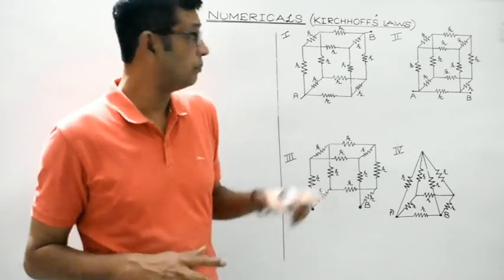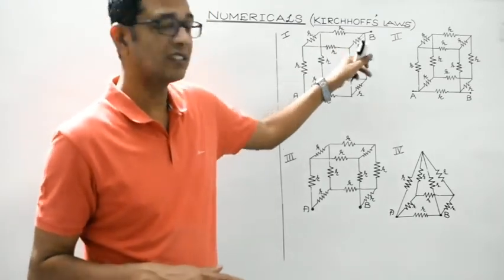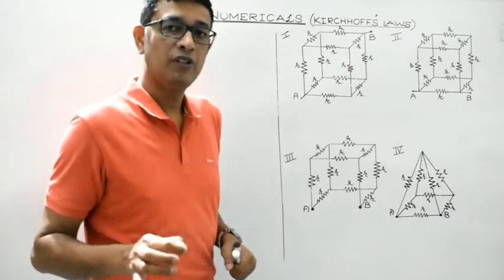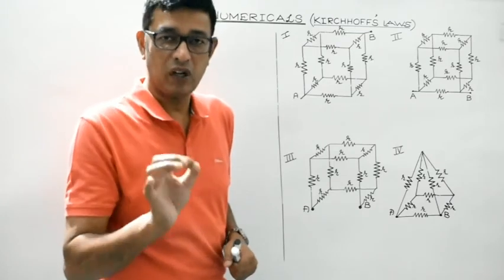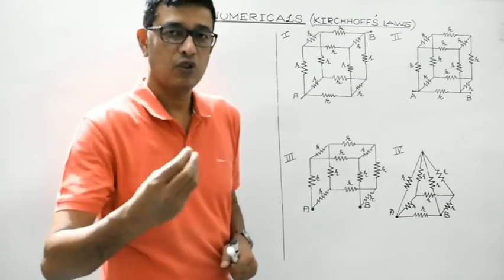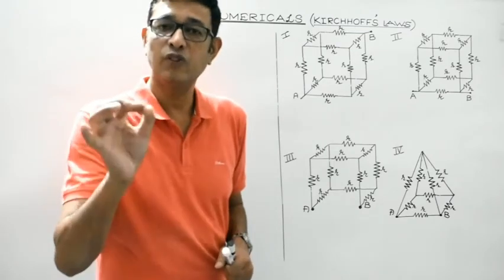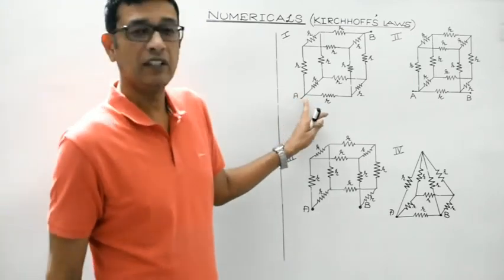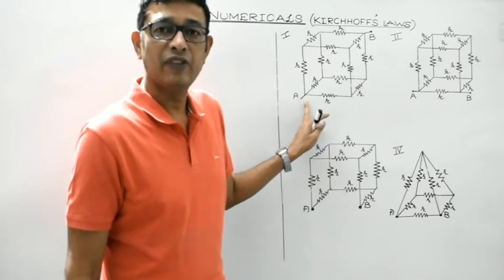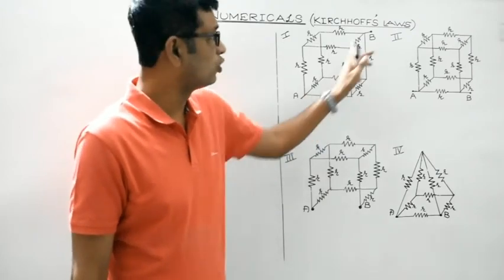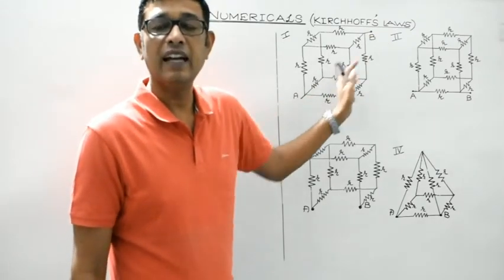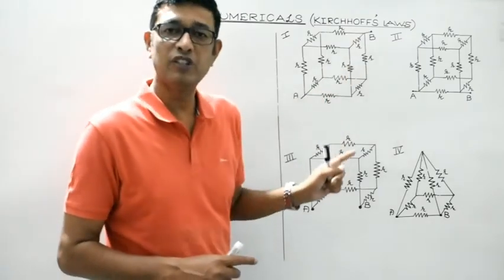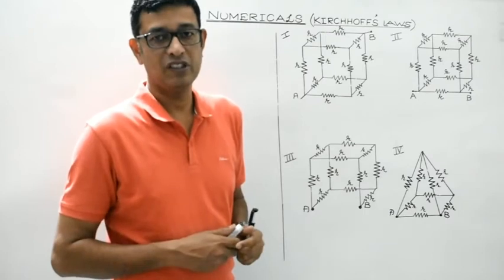First question, please concentrate on this first question. It is a skeleton cube made up of 12 identical wires, each of the same length and each offering resistance R. You are supposed to find the net effective resistance between the 2 points which are diagonally opposite to each other. Here A and B are the 2 points which are diagonally opposite to each other, right?